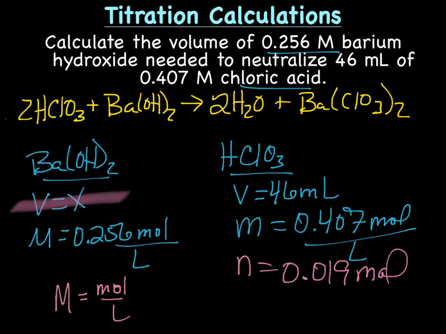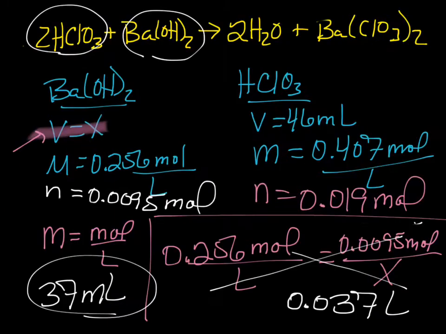So, how much barium hydroxide is needed to neutralize 46 milliliters of chloric acid, of 0.407 molarity chloric acid? 37 milliliters.